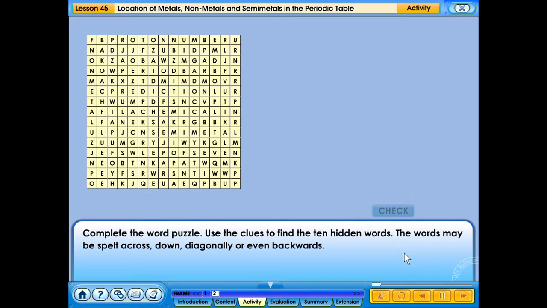Complete the word puzzle. Use the clues to find the 10 hidden words. The words may be spelt across, down, diagonally, or even backwards. Clues. 1. Horizontal rows of the periodic table are called.